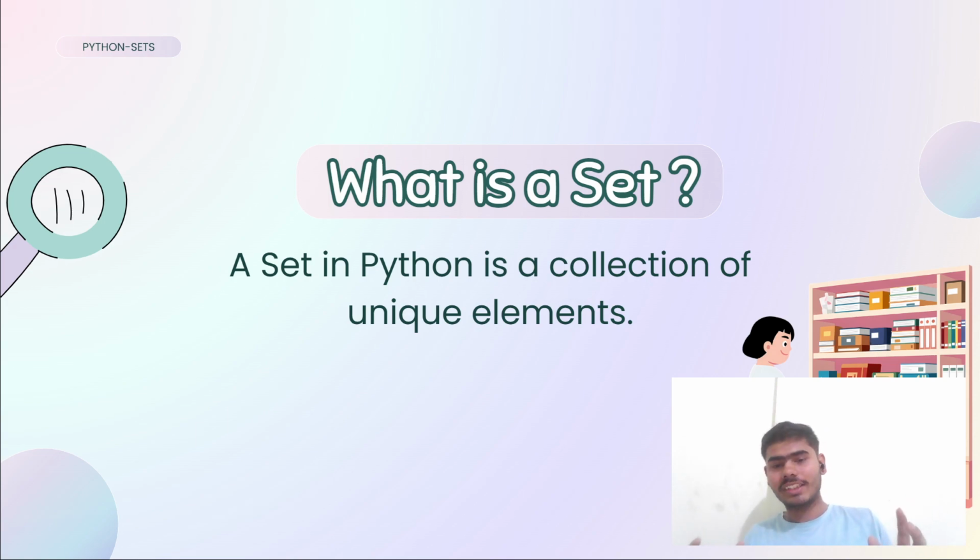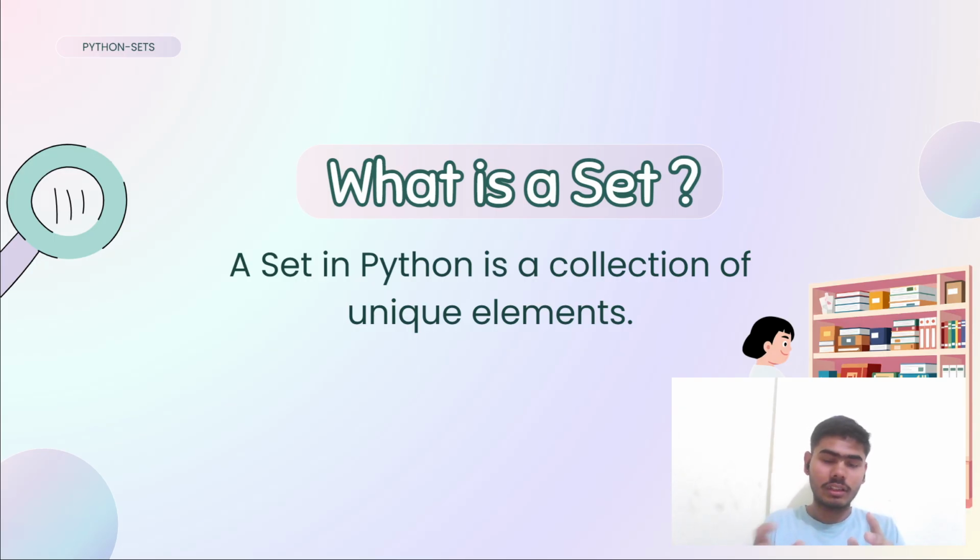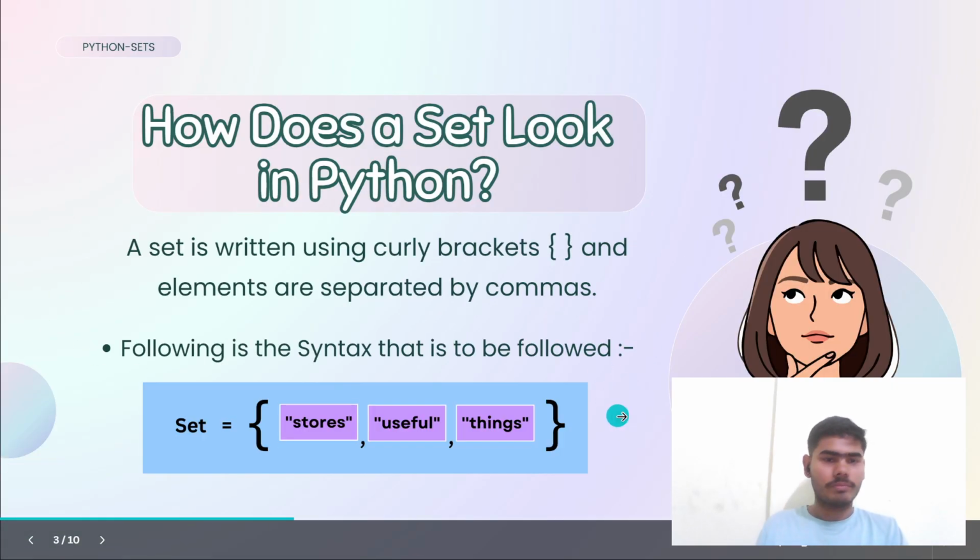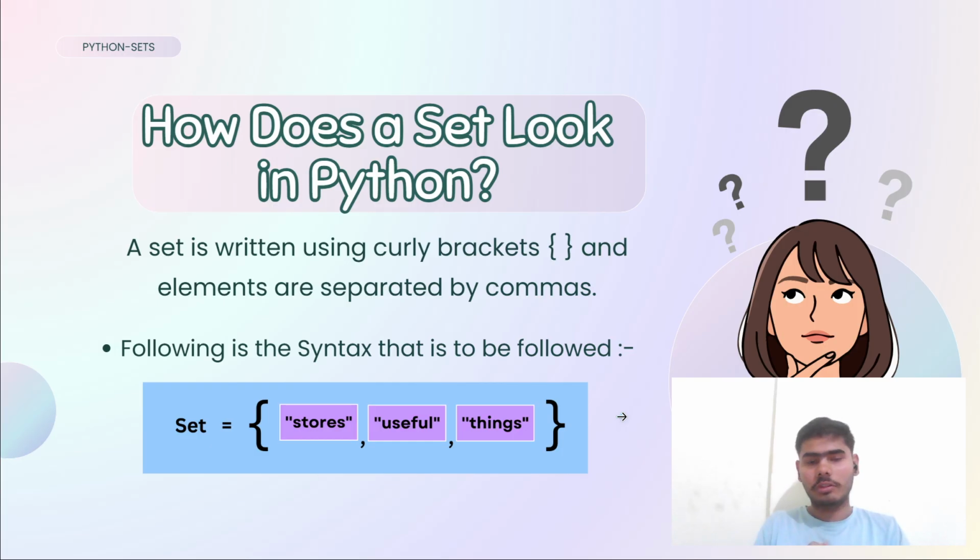A set in Python is a collection of unique elements. Simply, a set is those elements that are unique, that are not repeated. This is the uniqueness of set that it does not allow a repetition of elements. We'll see it after a few slides. So how does a set look in Python?